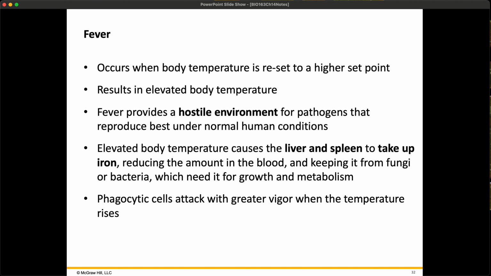That is enough for them to become sluggish, to become slow, to not function quite as well, or potentially to denature and die. The elevated temperature also causes the liver and spleen to take up iron, reducing that amount in the blood, which ultimately takes away resources from pathogens. And phagocytic cells, as I said, attack with more oomph when the temperature is up a little bit. When they're feeling a little warm, they have a little bit better activity.